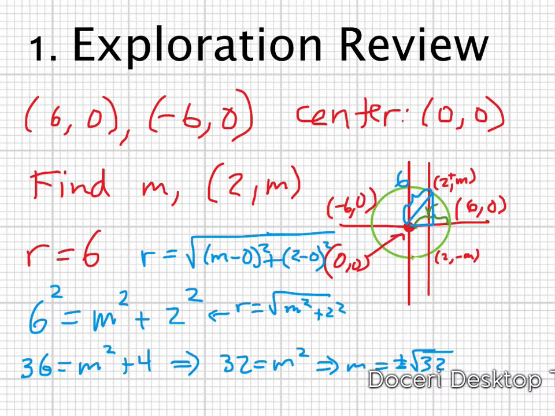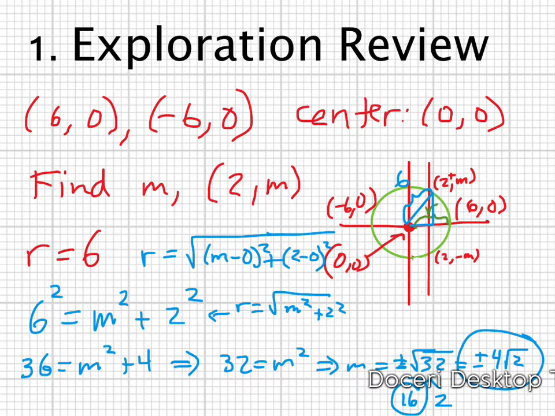One thing I can do is factor this out. This gives me the same as 16 times 2, which is 32. The square root of 16 is 4, so this is plus or minus 4 square root of 2. So my values of m are 4 square root of 2 or negative 4 square root of 2. So that's kind of the exploration.